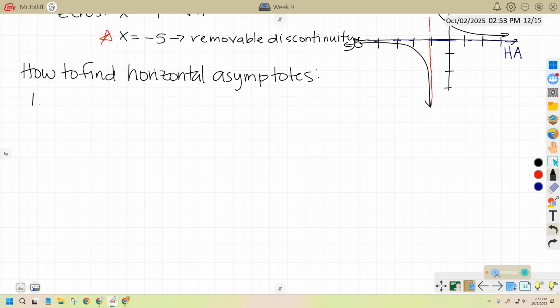All right. So first step is we want to make sure that both the numerator and the denominator are written in general form.